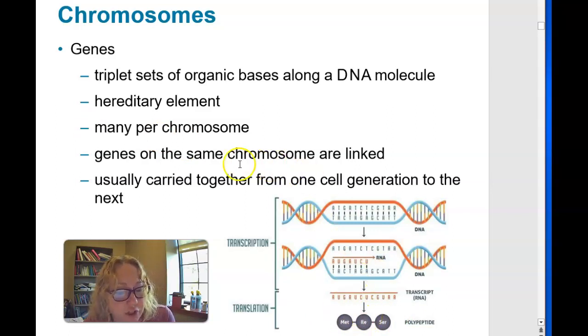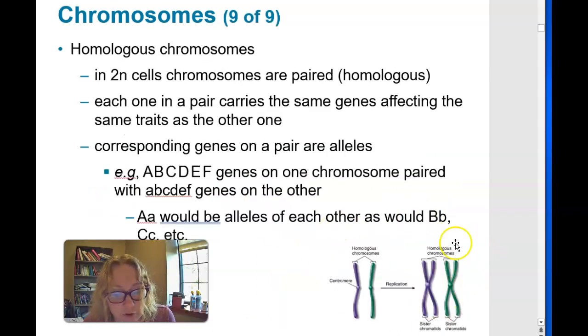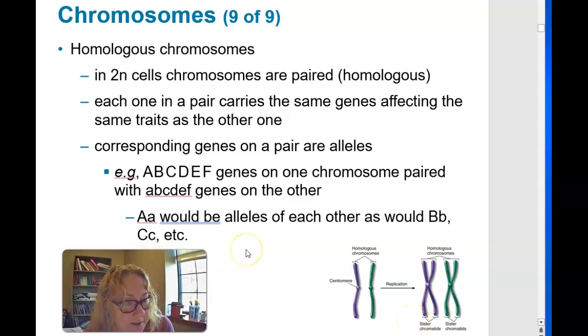There are many chromosomes. Genes on the same chromosomes are linked. I'm not going to make you do linkage maps. They're usually carried together from one cell to the other. Here's a picture of a chromosome. Homologous chromosomes. Yes, sister chromatids. It's mitosis and meiosis, people. I know you're excited.